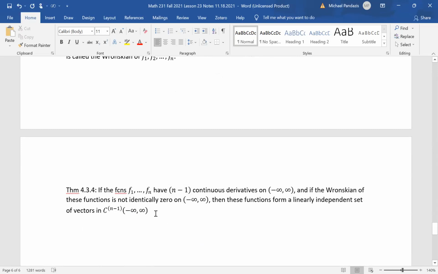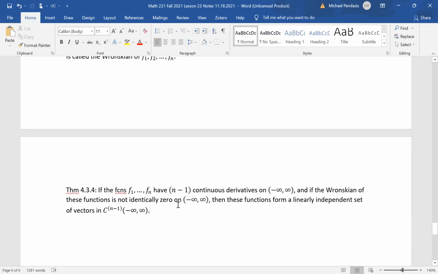The first derivative exists and is continuous. The second derivative exists and is continuous. Dot, dot, dot. The n minus first derivative exists and is continuous, all on the real line. So these functions are C^(n-1) functions. It says here n minus 1 continuous derivatives, which means that derivatives of order 0 to n minus 1 are continuous. Order means how many times you take the derivative: second derivatives are of order 2, the n minus first derivatives are of order n minus 1.